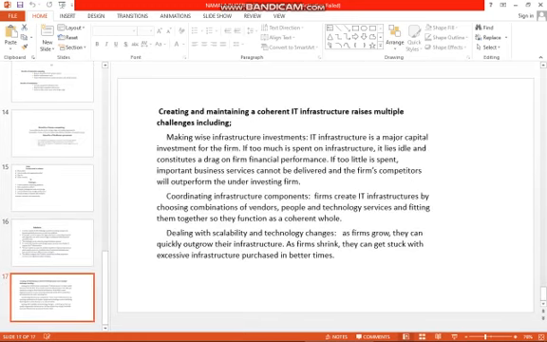17. Creating and maintaining a coherent IT infrastructure raises multiple challenges, including making wise infrastructure investments, coordinating infrastructure components, and dealing with political and technology changes. That is it.